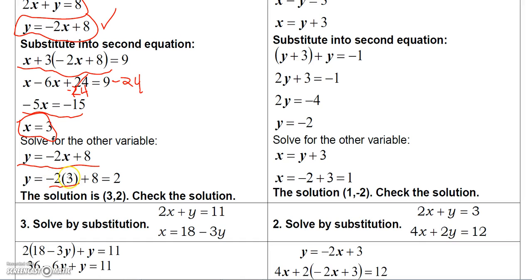So minus 2 times 3 is negative 6. Negative 6 plus 8 is 2. And so now I have both the x and the y value. So the point would be the point 3, 2. x equals 3, y equals 2.